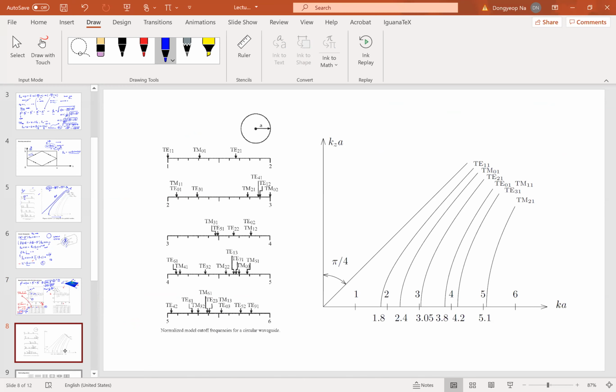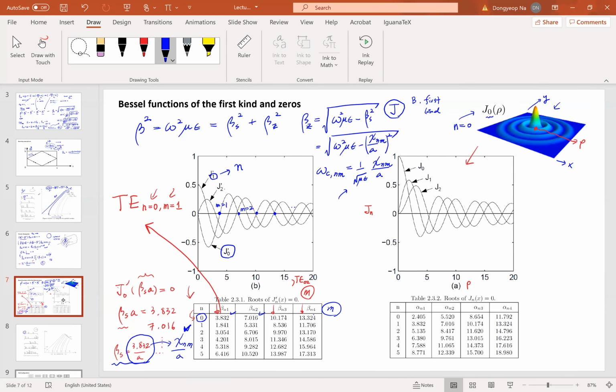The lowest mode of the circular waveguide is the TE11 mode. That's because if we look at this cutoff frequency, it increases as the value of the zero crossing increases. So if we pick the lowest value of the zero crossing, that corresponds to the mode which has the lowest cutoff frequency. That's called the lowest mode.